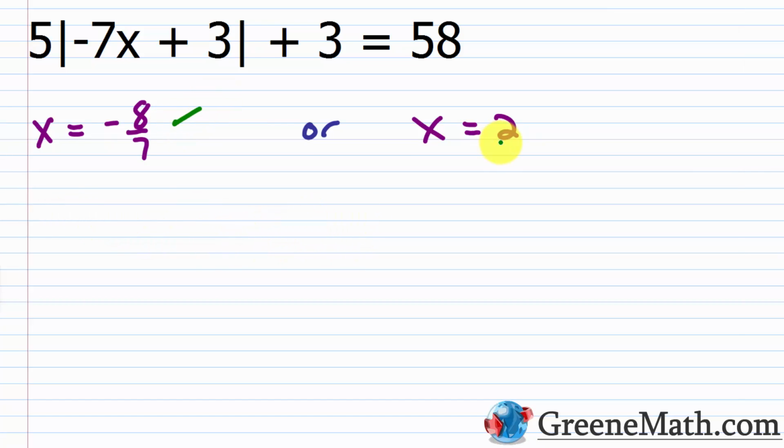Over here, you have the 2 that's going to be plugged in for x. So 5 times the absolute value of negative 7 times 2 is negative 14. Negative 14 plus 3 is negative 11. But again, because I'm taking the absolute value there, it just becomes positive 11. So 5 times 11, then plus 3 equals 58. We already know that's true. 5 times 11 is 55. 55 plus 3 is 58. So we're good to go in each case. Again, our solution is x equals negative 8/7 or x equals 2.